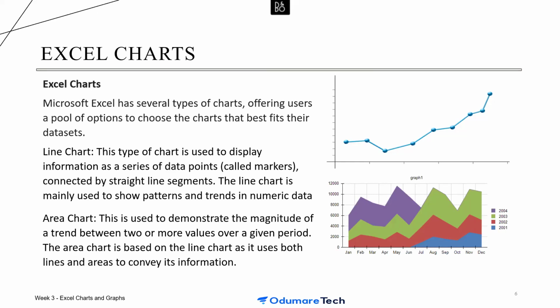Area chart. This is used to demonstrate the magnitude of a trend between two or more values over a given period. The area chart is based on the line chart as it uses both lines and areas to convey its information. So basically what you're looking at here in the second graph down here is an area chart.